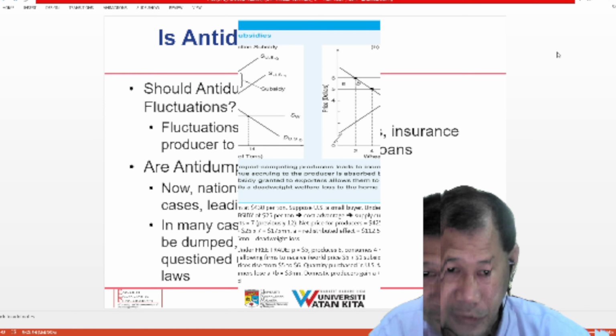Antitrust law is a competition law. In other countries it is called competition law, to make sure there is free competition. In the United States it is called antitrust.